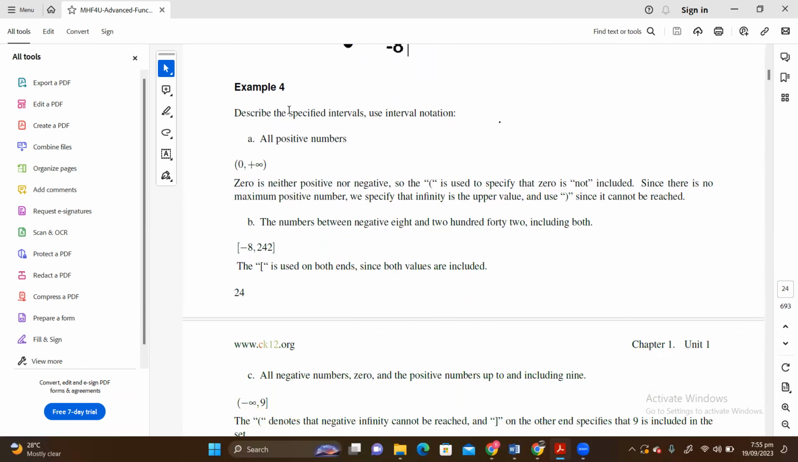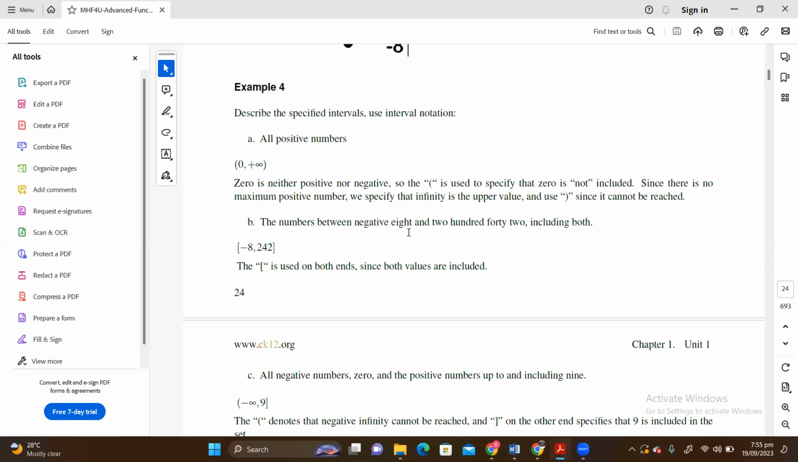All positive numbers. How to write all positive numbers in the form of intervals? This is the number line. Positive numbers will start from 0 and move towards positive infinity. Yes. So it would be 0, positive infinity.